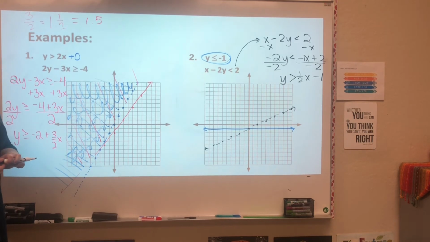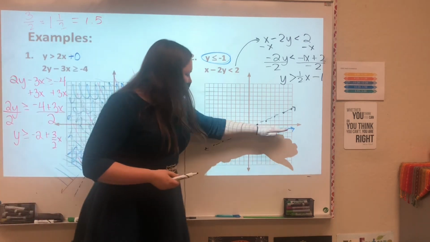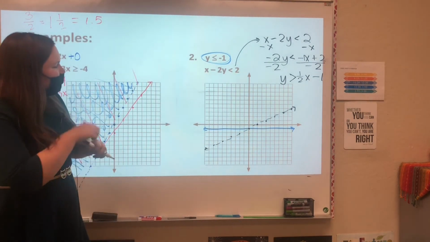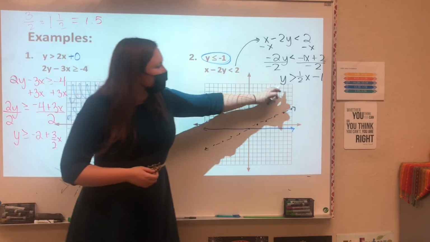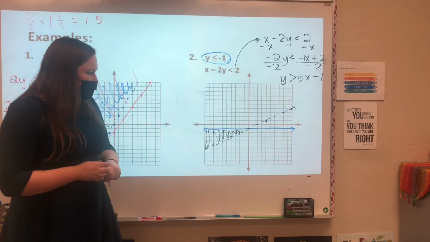Below the blue line and above the black line. Below the blue line, so that would be all of this. And then above the black line would be this little wedge here. We've got below blue, above our black line, so I agree it would be that little bit right there.